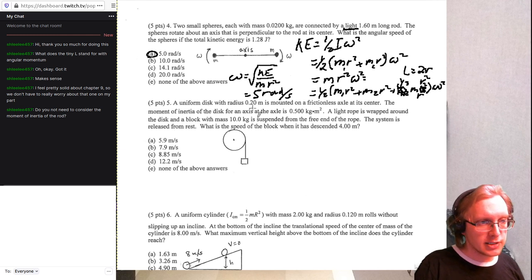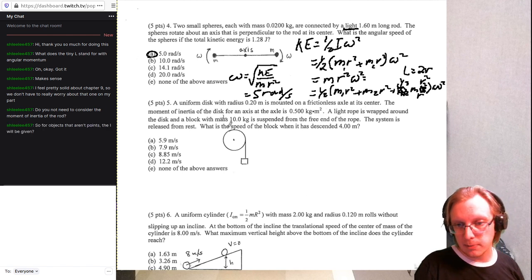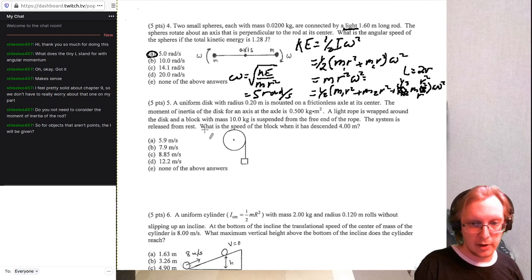A uniform disk with a radius of 0.2 is mounted on a frictionless axle at its center. The moment of inertia of the disk. For objects that aren't points, the I will be given, or a formula for the I will be given. One or the other. The moment of inertia for the disk is given here. So here's the I for an object which is not a point.